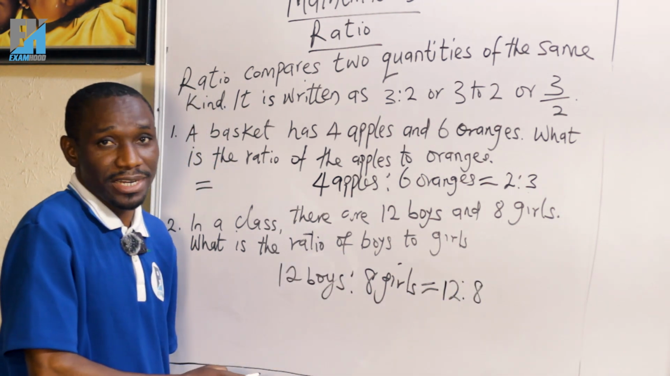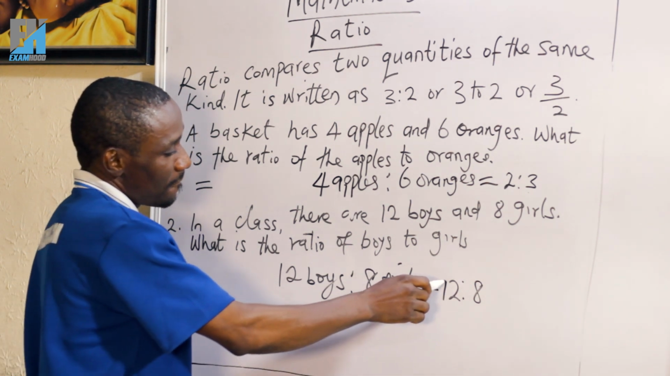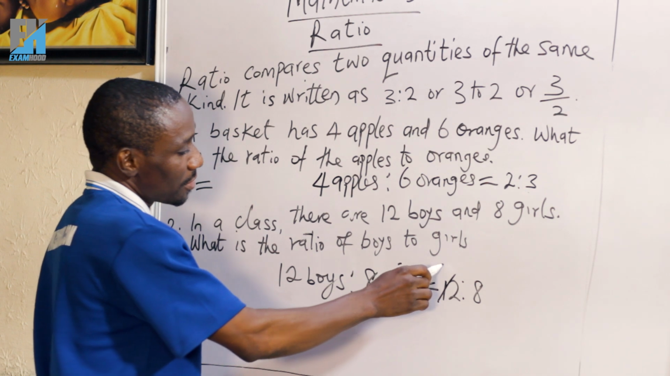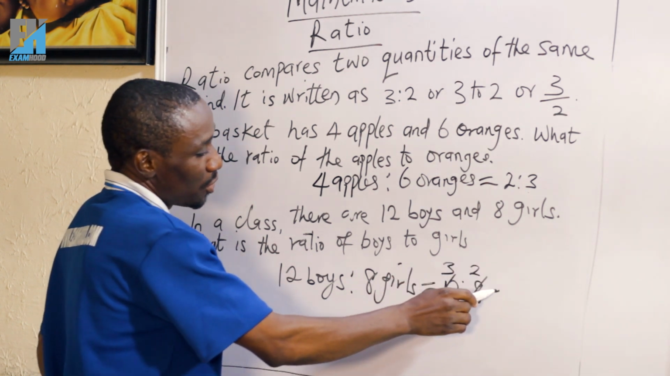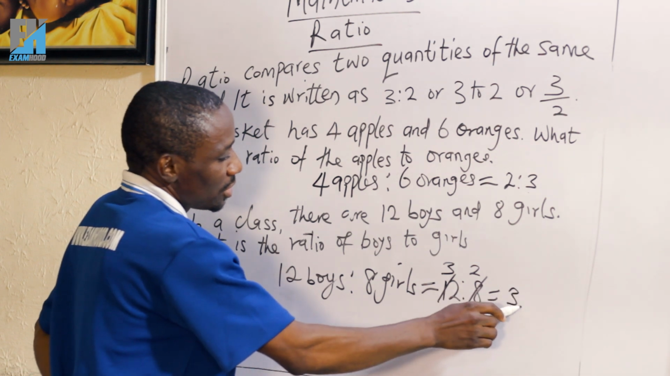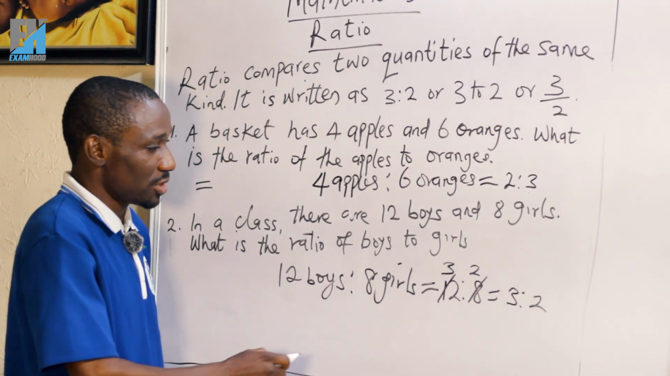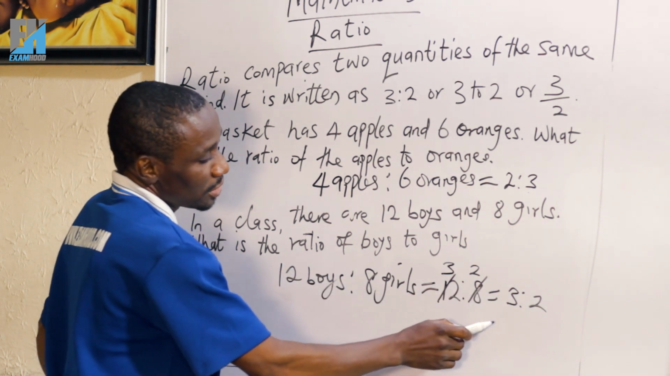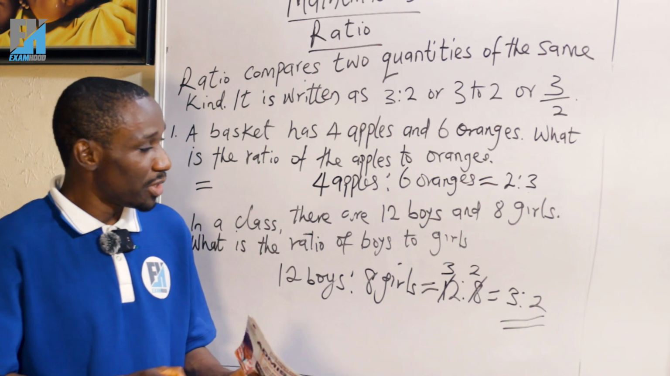What can go into 12 and 8 without a remainder? We use 4. 4 into 12, you're going to have 3, and 4 into 8, you're going to have 2. So your final answer is 3 is to 2. So the ratio of boys to girls is 3 is to 2. This is how we express ratio in mathematics.